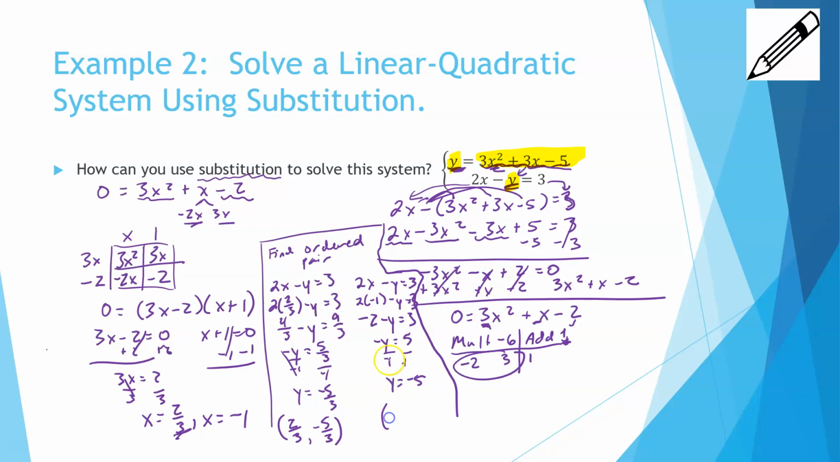Okay, so now I have the ordered pair. I plugged in the negative 1. I got negative 5. So these are my two solutions. Okay, so you do have to take that extra step and find the ordered pair.